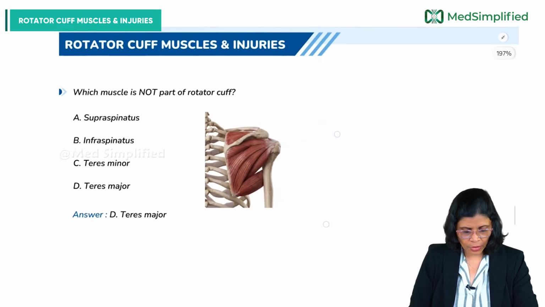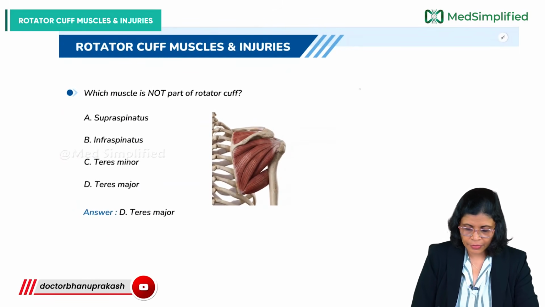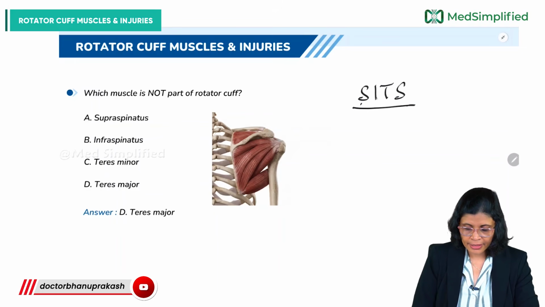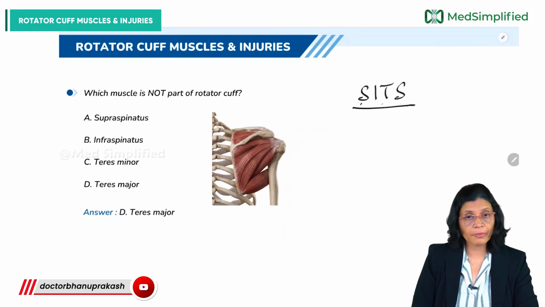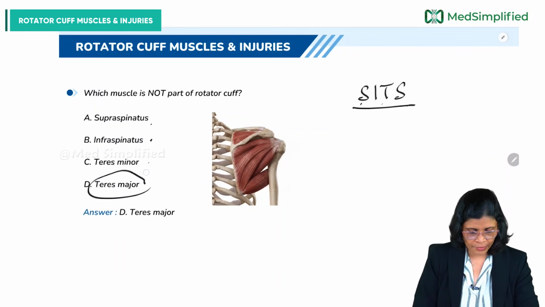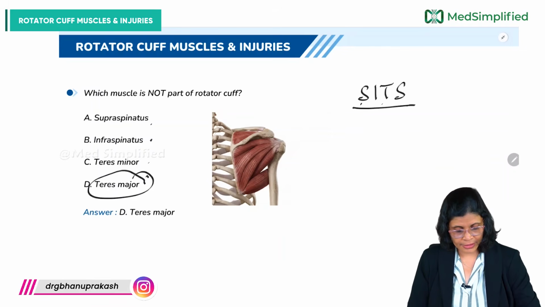Which muscle is not a part of the rotator cuff? Okay, so the rotator cuff muscles we know as SITS muscles, which are supraspinatus, infraspinatus, teres minor and subscapularis. So we have supraspinatus, infraspinatus, teres minor. So teres major is the wrong choice. That muscle is not a part of the rotator cuff, teres major.